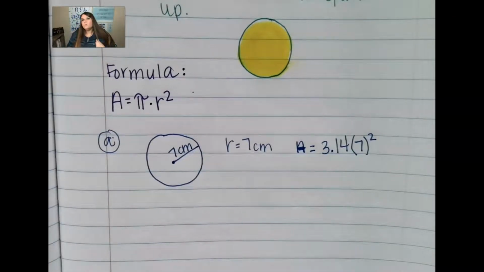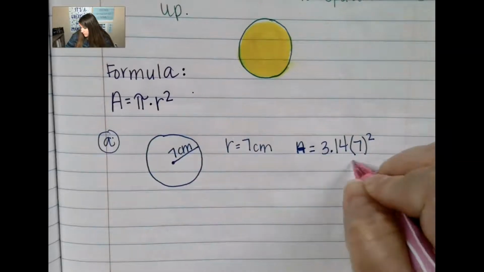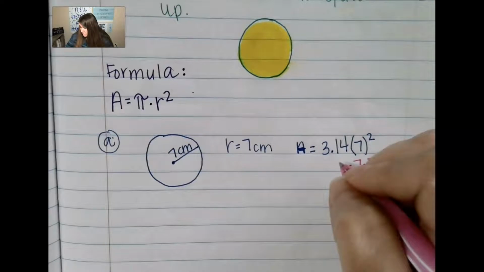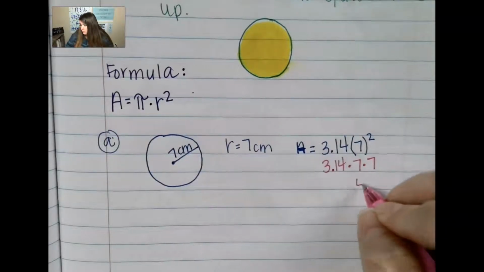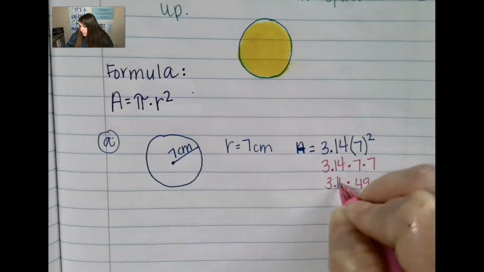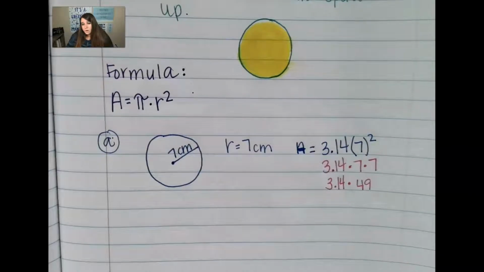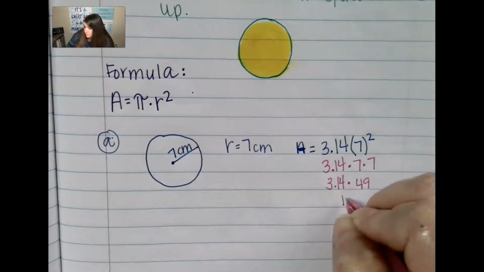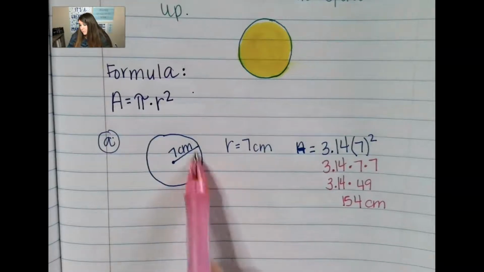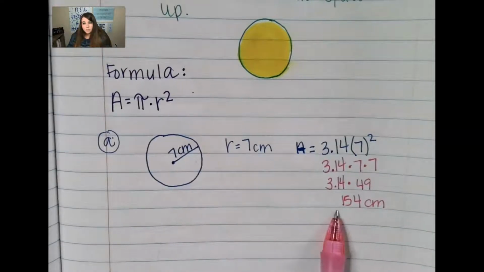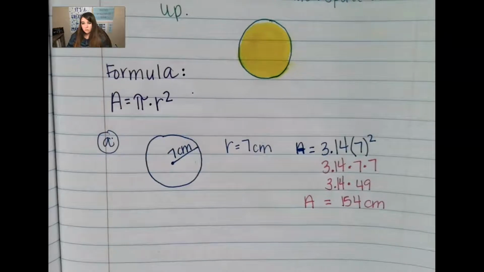Now that we know what we're looking for, we're ready to solve. Our first thing is 7 squared. 7 squared is like saying 7 times 7. I know that 7 times 7 is 49. So I'm going to multiply 49 times 3.14. We can pull out our little calculator, and that gives us 154 centimeters. The amount of space that this circle is taking up is 154 centimeters. So area equals 154 centimeters.